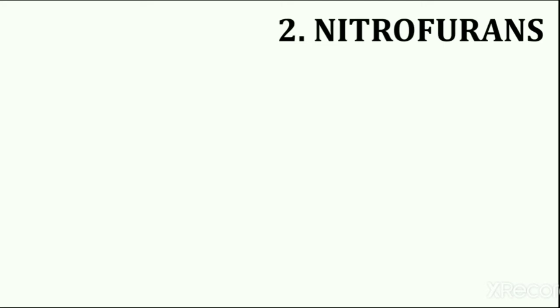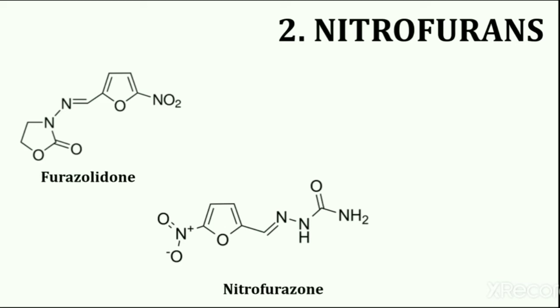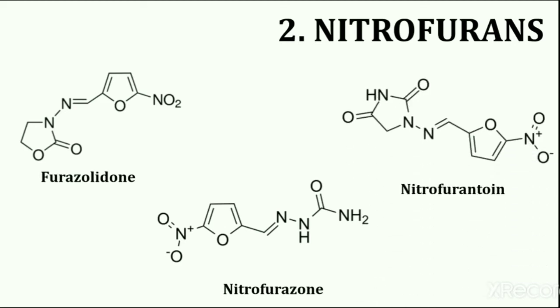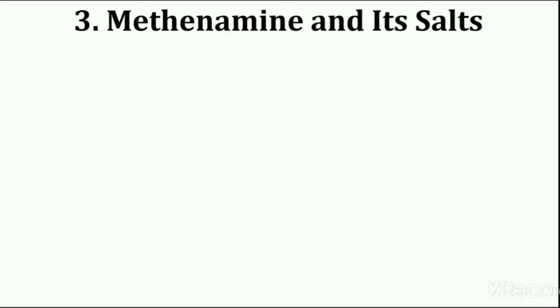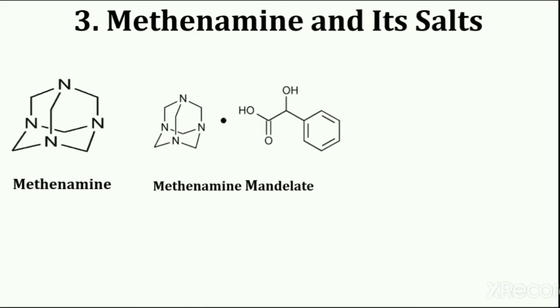Second category, nitrofurans, is named according to structural components such as a furan ring with a nitro group. Members of this class of drugs include furazolidone, nitrofurazone, and nitrofurantoin. Third category is methenamine and its salts. Methenamine is a heterocyclic compound with a cage-like structure similar to adamantane. This category includes drug candidates such as methenamine, methenamine mandelate, and methenamine hippurate.